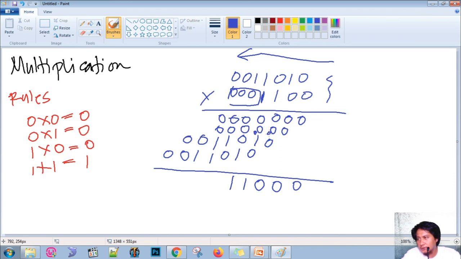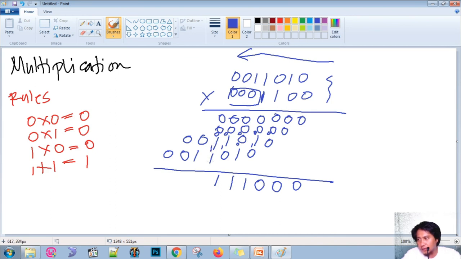So this is 0. So again, 0 plus 0 equals 0. 0 plus 1 equals 1. 1 plus 0 equals 1. And then in here we have 0 plus 0 equals 0. 0 plus 1 is equal to 1.